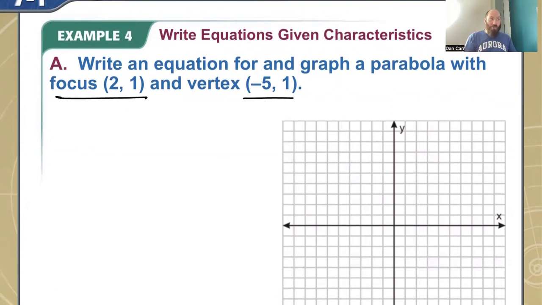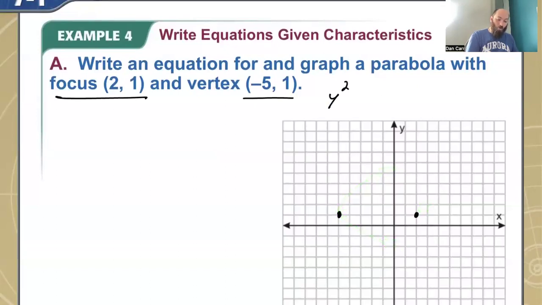Sometimes it's helpful to graph some of these parts first. So for example, my focus is at (2, 1), which is right here, and my vertex is at (-5, 1) right here. So with the focus being here and my vertex here, it's going to open sideways. So here's what I know.